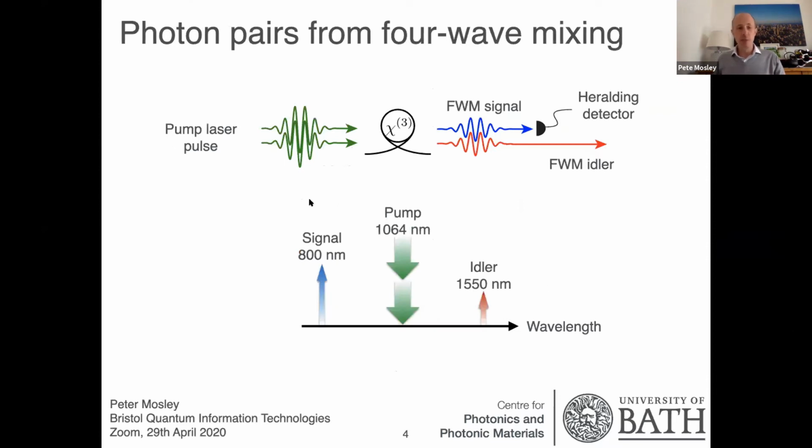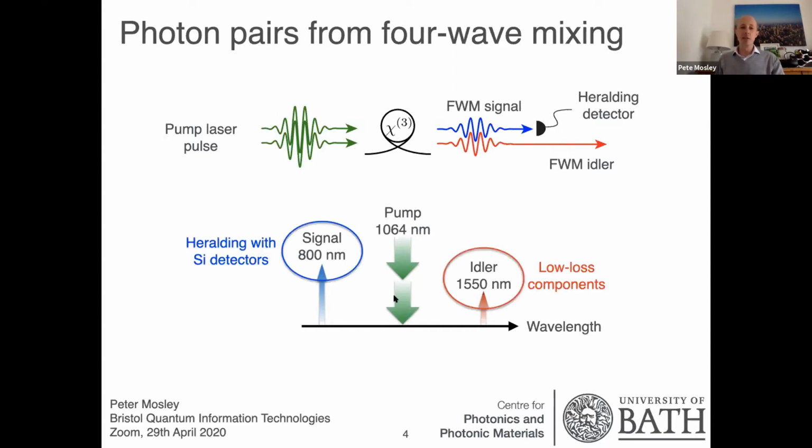And as we've just been hearing from Don, one of the ways in which we can do this is by spontaneous four-wave mixing. And here we have a pump laser pulse, which propagates through a nonlinear material to generate photon pairs that are the signal and the idler. And then we can detect one of those photons to herald the other. And the particular schemes that we use in Bath involve pumping at 1064 nanometers, so a nice convenient laser wavelength, and generating signal and idler photons at 800 nanometers and at 1550 nanometers.